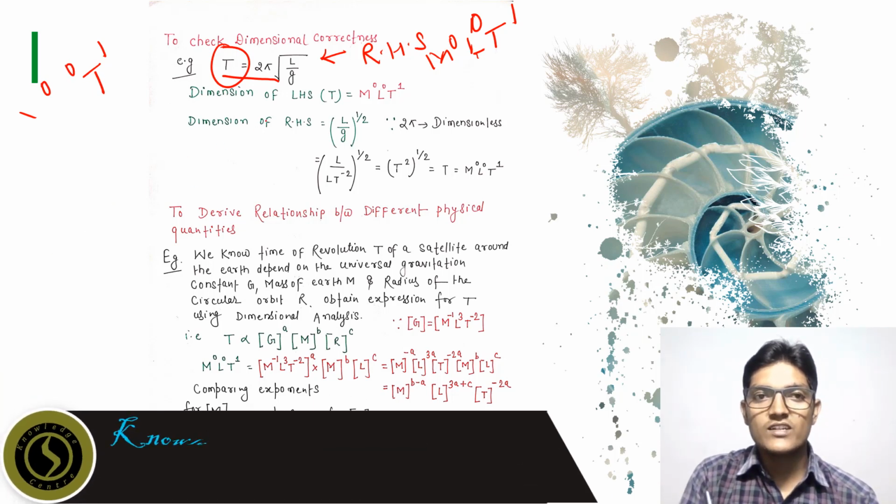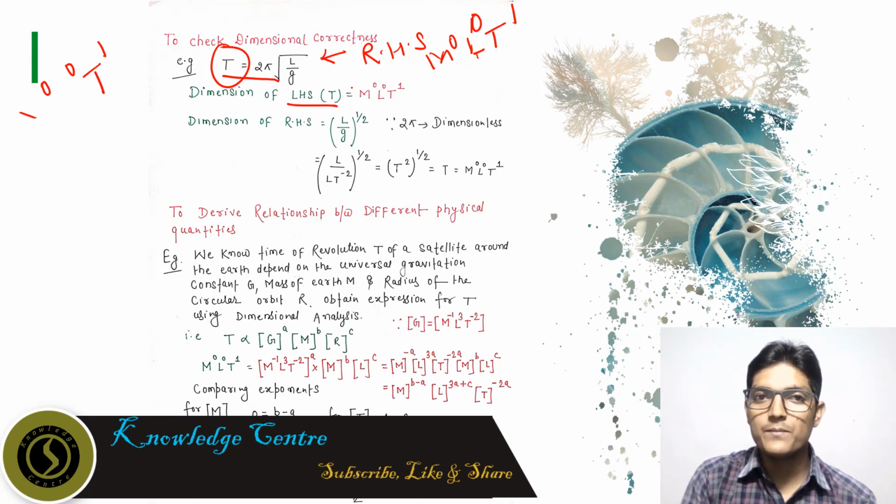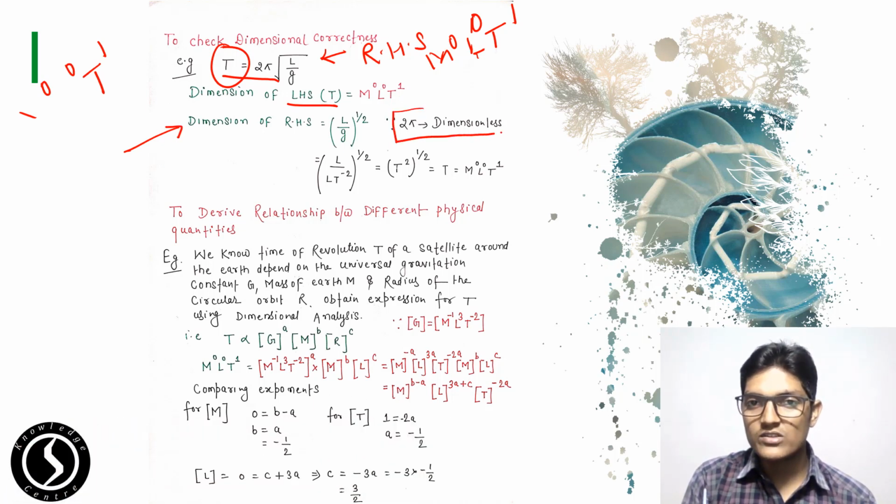Now you can see the dimensions of the left hand side, which is time, M^0 L^0 T^1. For the dimensions of the right hand side, 2π is a dimensionless quantity because it is a constant term. So we have to find the dimensions of (L upon g) to the power 1 by 2, because the root converts into the power 1 by 2. So L, and we know the dimensions of g. Dimensions of g is L T^-2. So it will become T^2, and the whole to the power 1 by 2 will be equal to M^0 L^0 T^1.